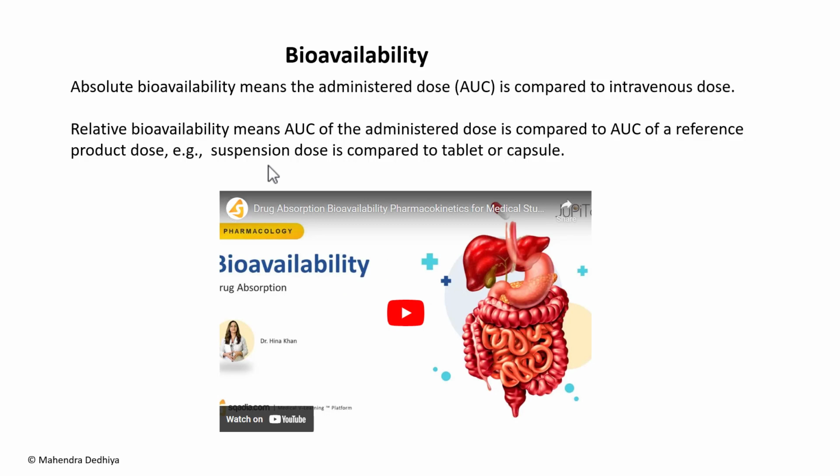Absolute bioavailability is measured by comparing the AUC of the administered dose to the intravenous dose. Relative bioavailability is where the AUC of the administered dose is compared to a reference product. For example, a suspension dose is compared to a tablet or a capsule dose.